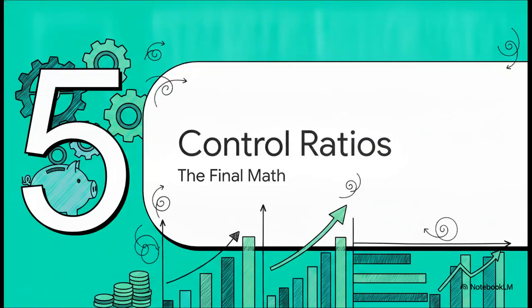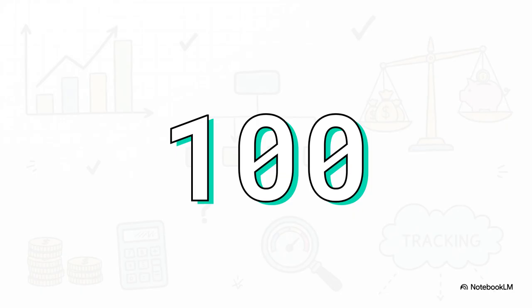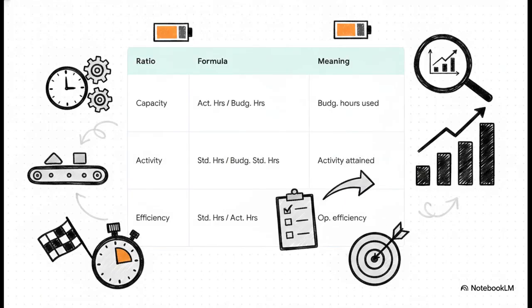Finally, our last microdestination, Section 5, Budgetary Control Ratios, the final math. So, the crucial point here, the absolute baseline to remember, is 100. In the world of budgetary control ratios, 100% is your golden rule. When we compare actual performance against budgeted performance using ratios, if your calculated ratio is 100% or more, your performance is considered favorable. You are hitting or exceeding the mark. But if it drops below 100%, the performance is unsatisfactory, and that U, for unfavorable, gets marked right on the manager's report.